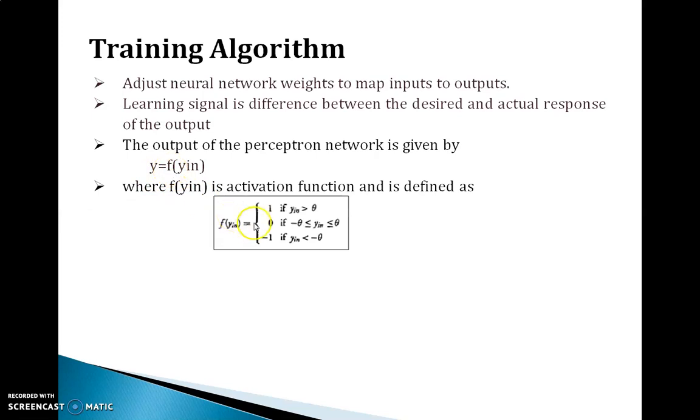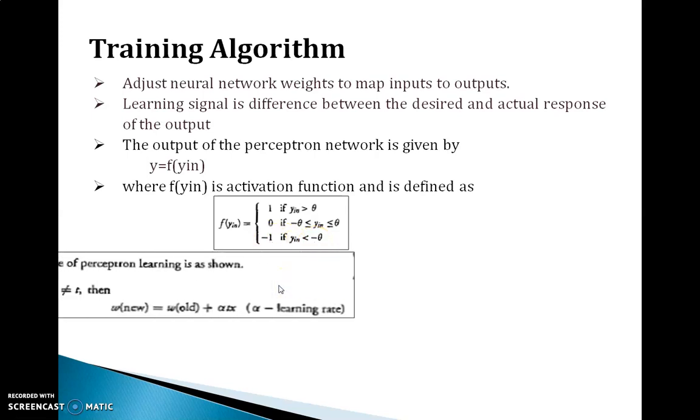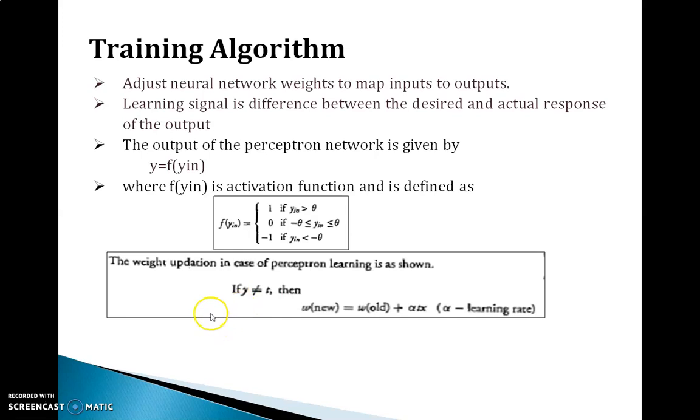The activation function we follow for the perceptron is the ramp function. If yin is greater than the threshold, the output will be 1. If it is between minus theta and plus theta, that is, minus threshold to plus threshold, that value will be 0. If it is less than minus theta, the output will be minus 1. So we have to compare our calculated output with the target output. If it is not equal, we have to update the weight.